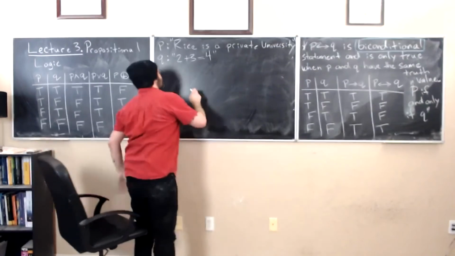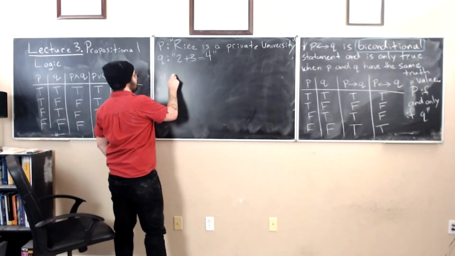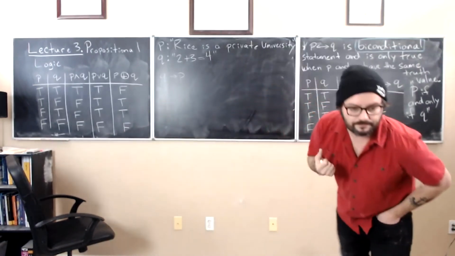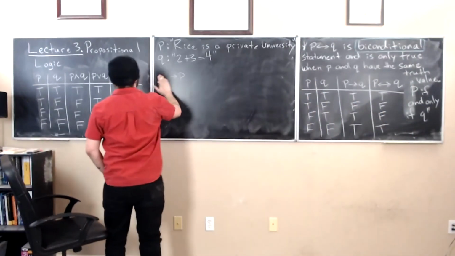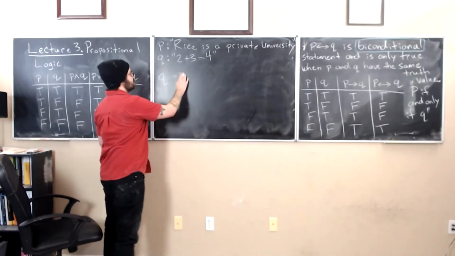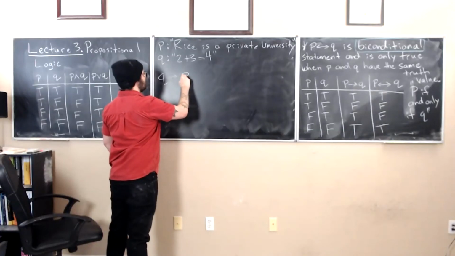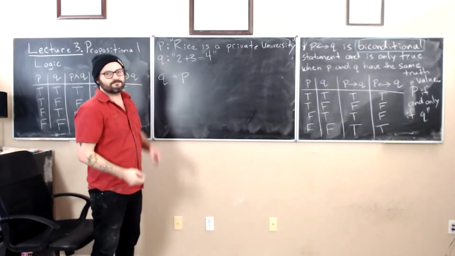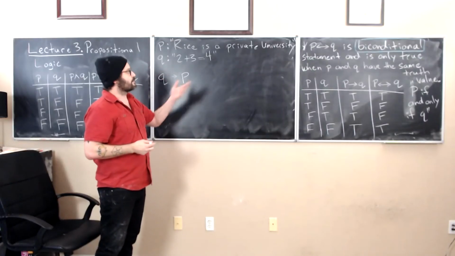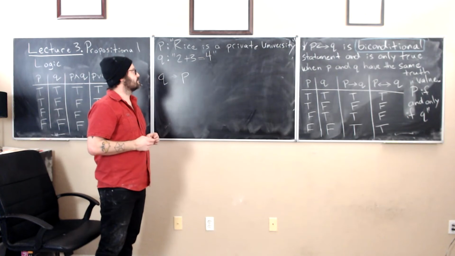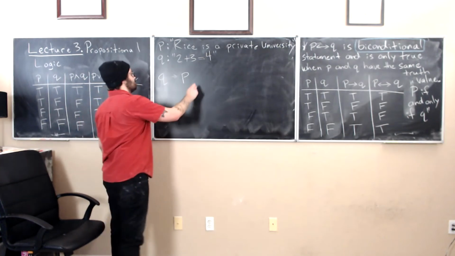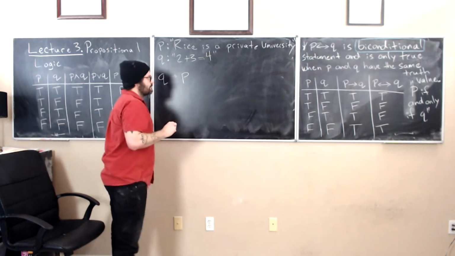But if we reverse it and look at if Q then P, what's the truth value of that proposition? Let me make this a little bit bigger. So if Q then P, what is the truth value of this compound proposition? Well, let's read it out. If 2 + 3 is equal to 4, then Rice is a private university. That's also true, according to the definition, right?